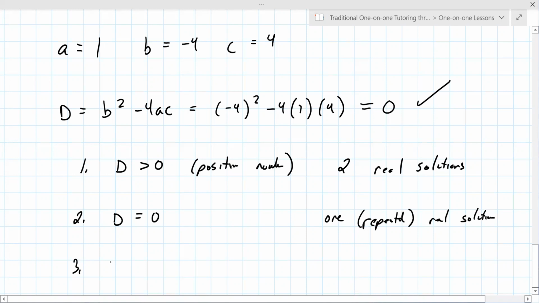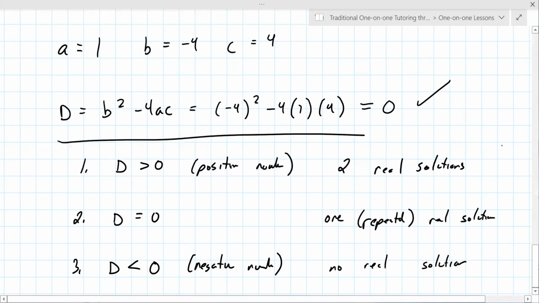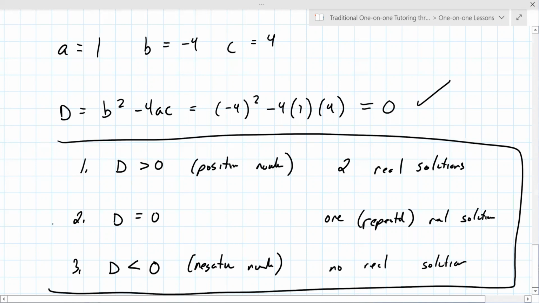And then the third is when the discriminant is less than 0. So it's a negative number. That means there is no real solution. So once you get the value of your discriminant, we did 3 different examples. You would want to have this table available, either from writing it down from me or looking in your notes, or somehow getting this and being able to draw the correct conclusion.